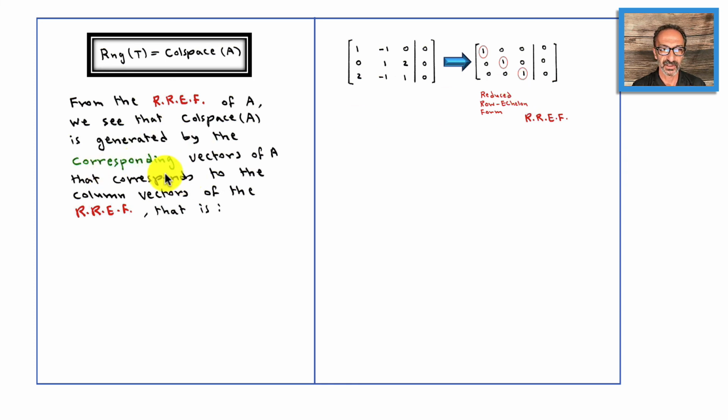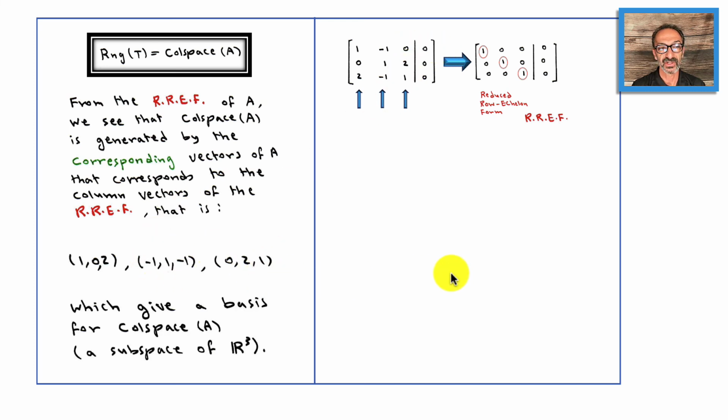What does this mean? You see the word corresponding. I'm using a different color because I want to emphasize that for the column space, we are looking at the ones. And now we go back to find the corresponding ones, which is these 3 vectors. That's the column space. Meaning the vectors are (1, 0, 2), (-1, 1, -1), and (0, 2, 1), which give a basis for column space A, a subspace of R^3.